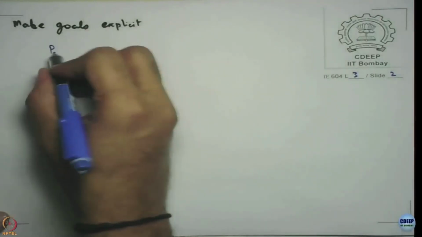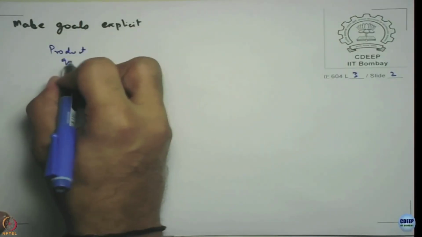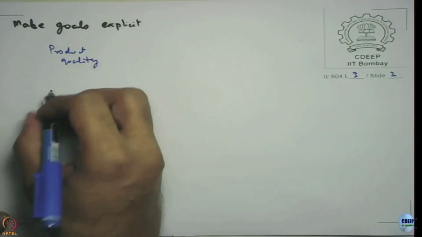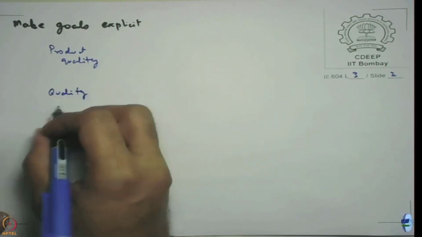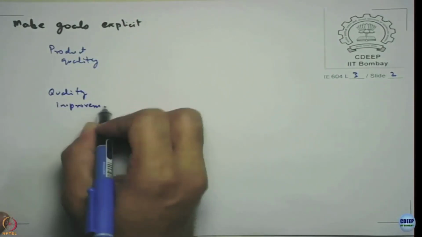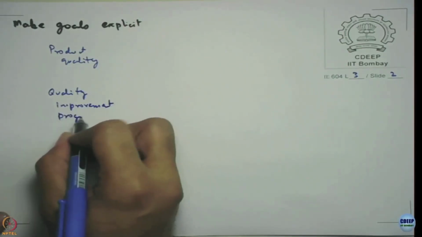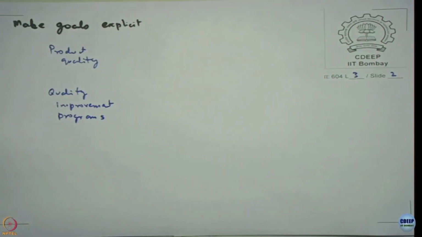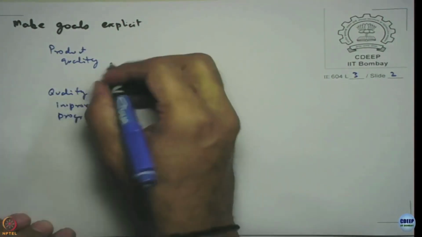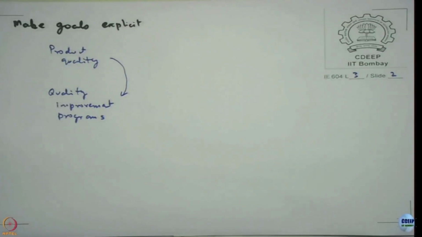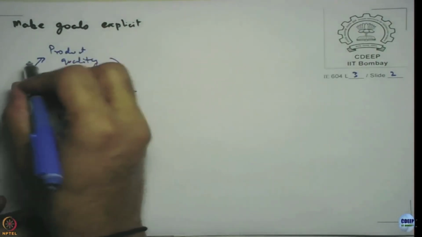Let me again come up with some examples. Let us say product quality improvement programs. So, if product quality is low, then we will have a large number of quality improvement programs, right. So, the relationship is opposite. As more quality improvement programs happen, quality should improve. That is the idea of a quality improvement program. So, we can have a plus sign.